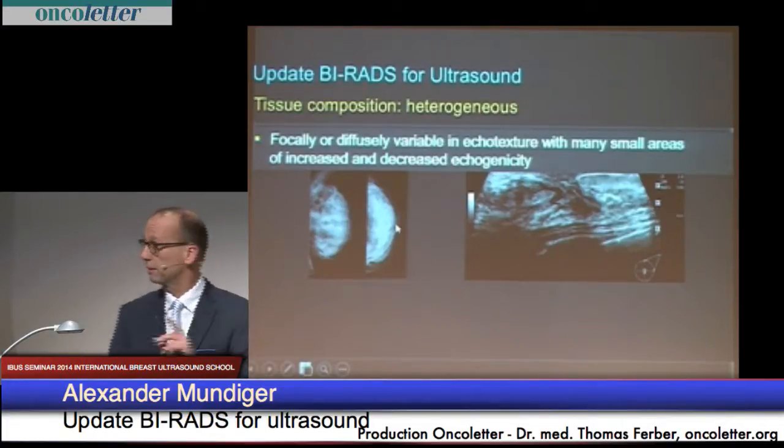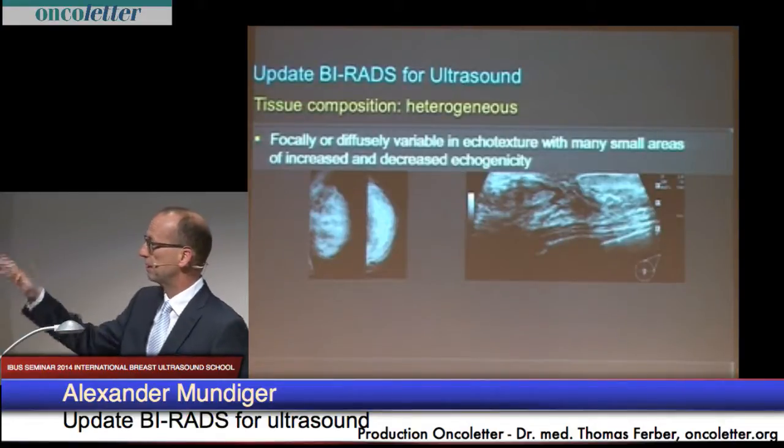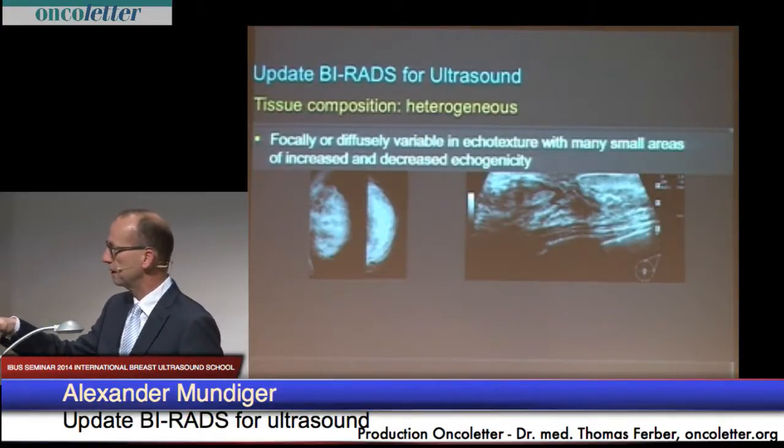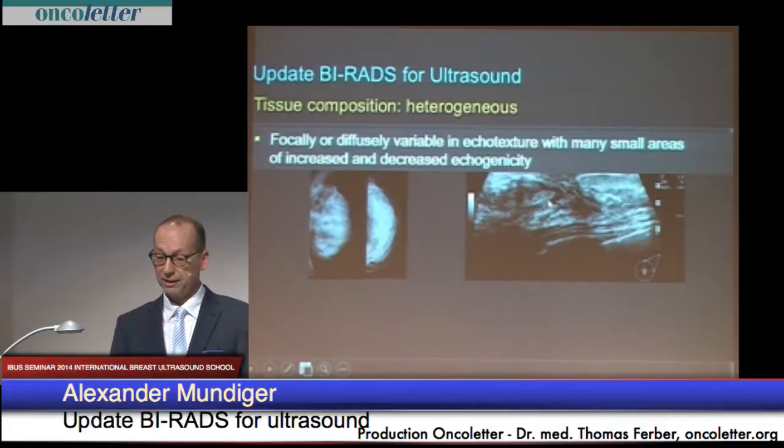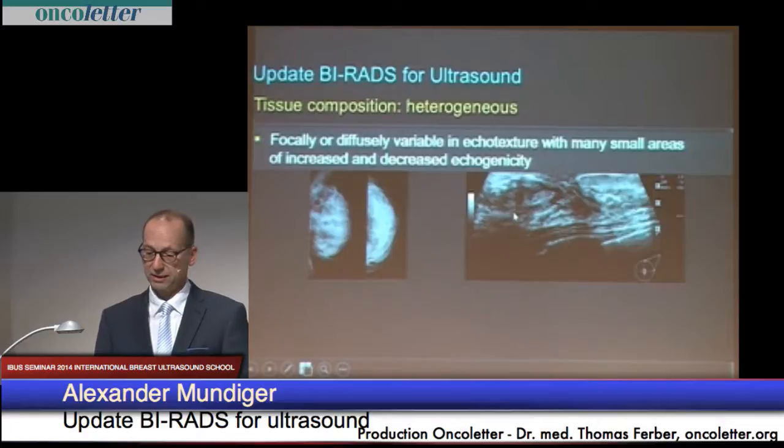I hope you can see all the details. Maybe we can lower the light a little bit. And here we see the ducts. We have hypoechogenic fibroglandular tissues.